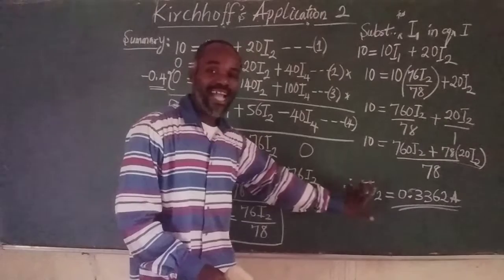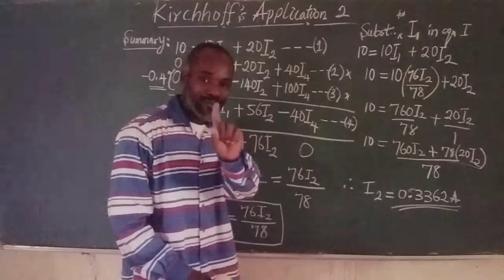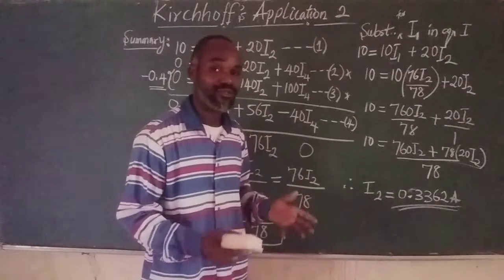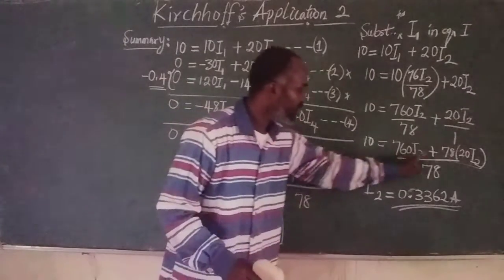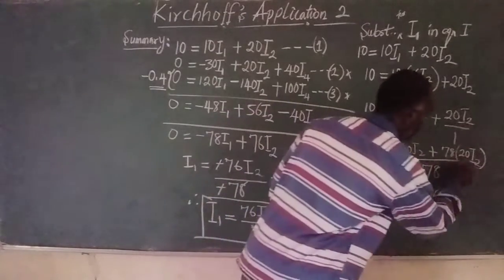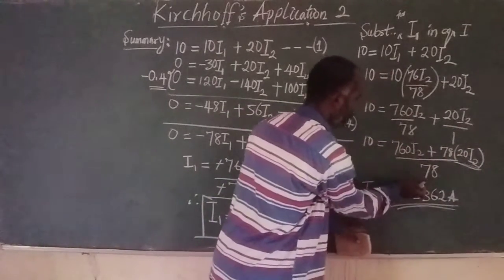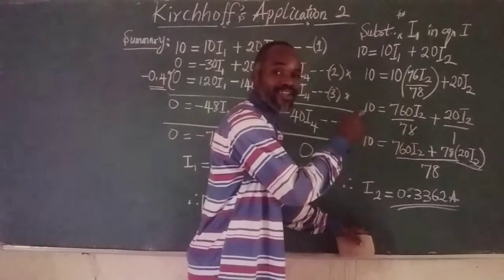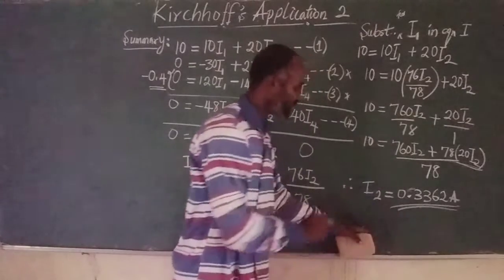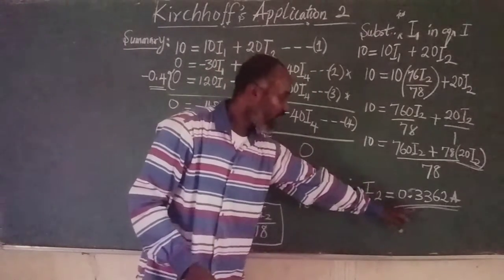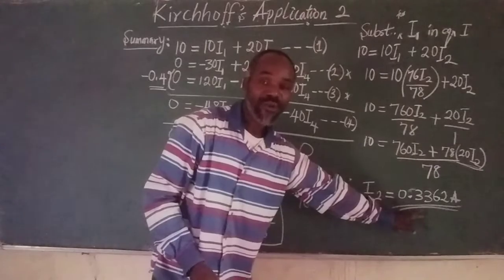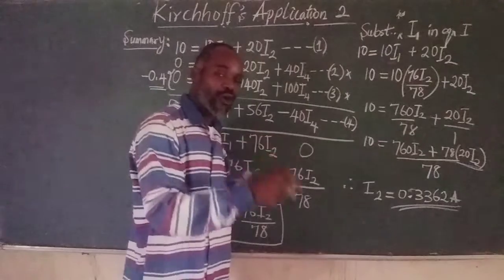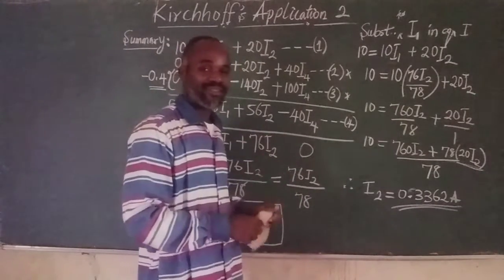Now, if there is any doubt here, I want you to do me a favor. Use a calculator or any tool that you want to use. Simplify this, and then divide by this. Make current 2 the subject, and then check if your answer corresponds with my own answer. Put your answer in the comment section, and then let's discuss it further.